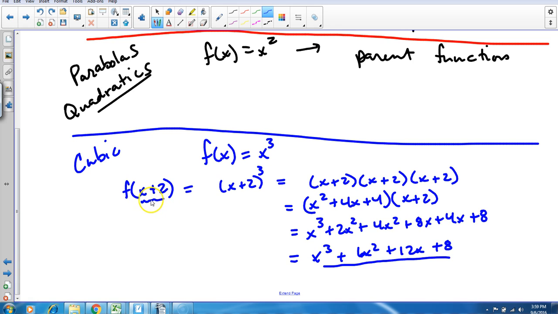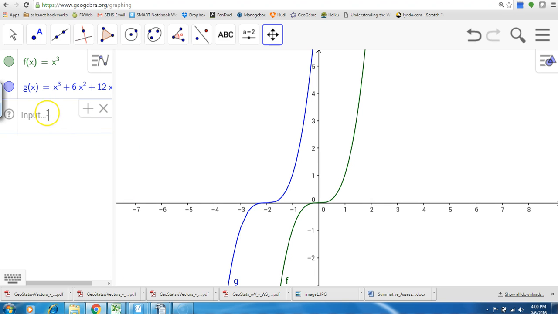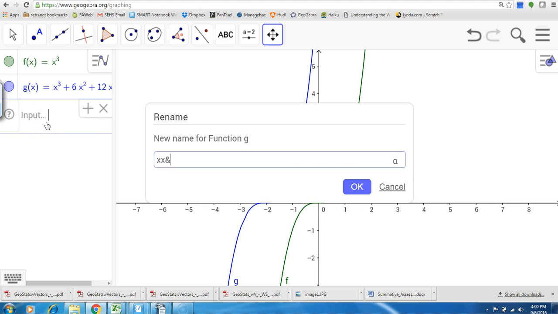It's got all these patterns, and one of the patterns is we know what happens if we add 2 to x. We know what happens if we were to take like f of x plus 6. So let's go x cubed plus 6. What happens there? Well, this should go up 6. Let's check GeoGebra one last time.